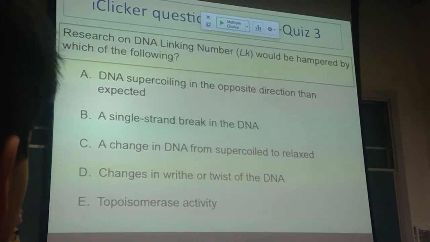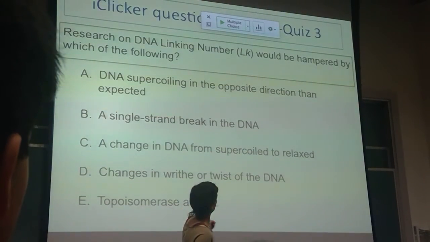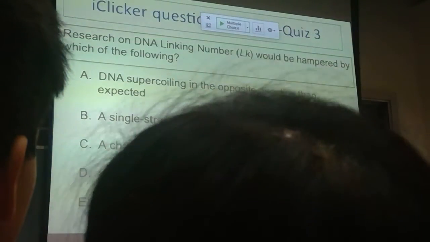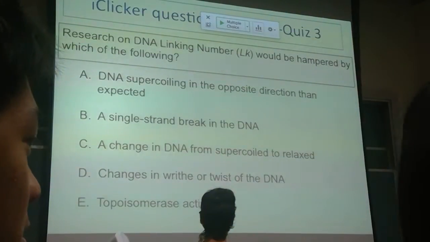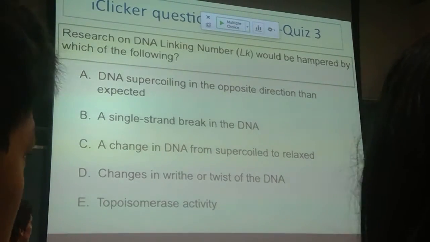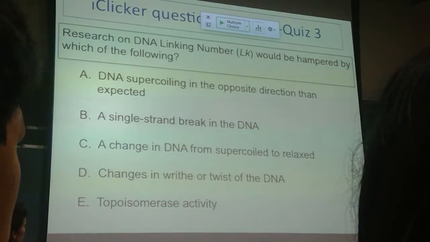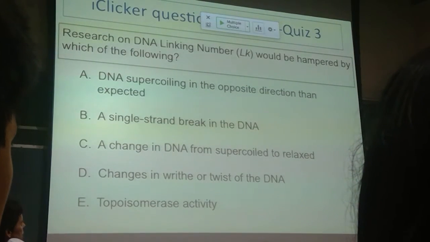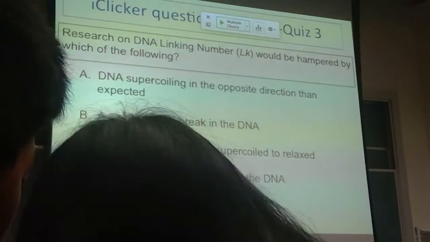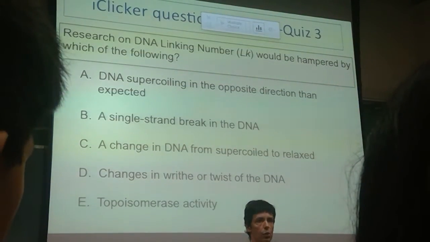Alright, so the question on DNA linking number Lk will be anchored on that side. We would ask: it could not be calculated if it happens by which of the following? DNA supercoiling in the opposite direction than expected, a single strand break in the DNA, a change in DNA from supercoiled to relaxed, a change in writhe or twist of the DNA, or topoisomerase activity. Any of these ones will not let you calculate a linking number. Does that make sense?